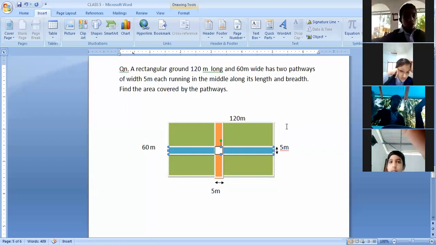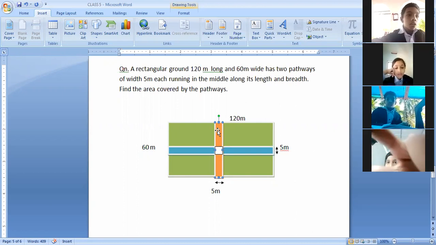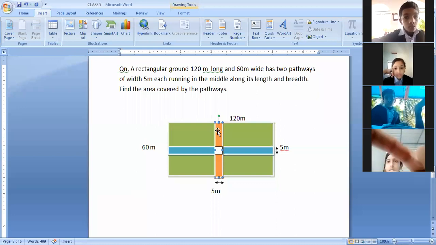Now let's consider this pathway, which is in orange color. Do you know its length? What's its length? 120 meter? Just look at it again. Is it 60 or 120 meter?